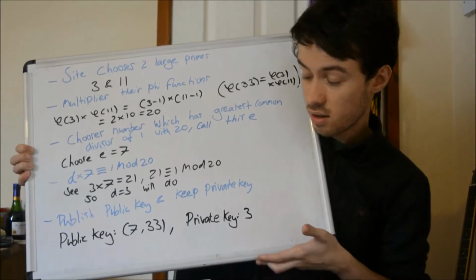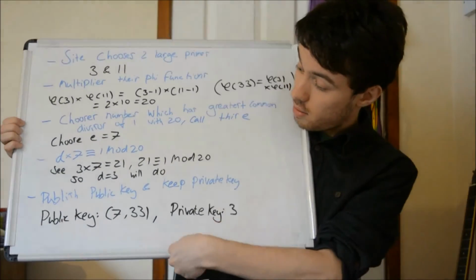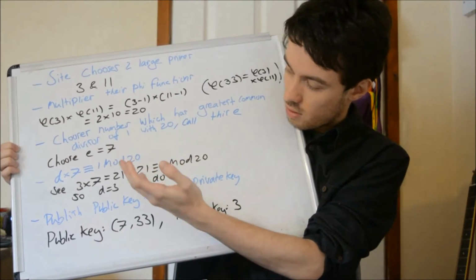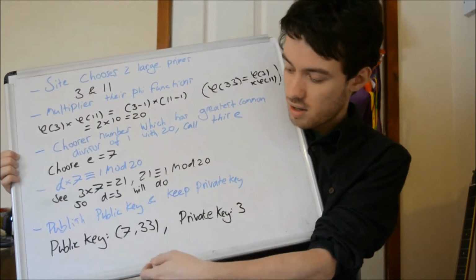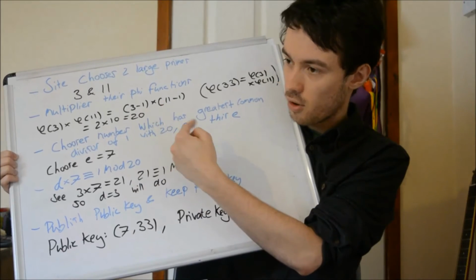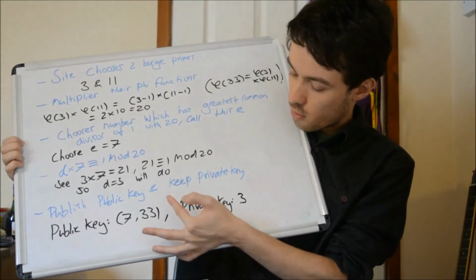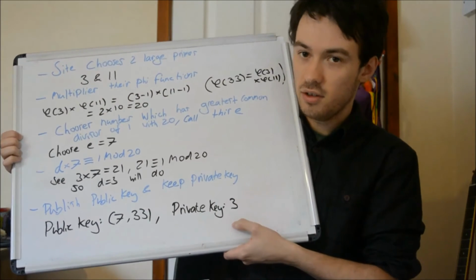So done there. And then essentially the site publishes our 7, which was the number which had a greatest common divisor of 1 with our 20, and the 33, which is our initial primes multiplied together. And they keep this 3, which was used to get the 1 mod 20, secret, because they need to use it later. So now that the site has put out those keys, we might want to send them something.